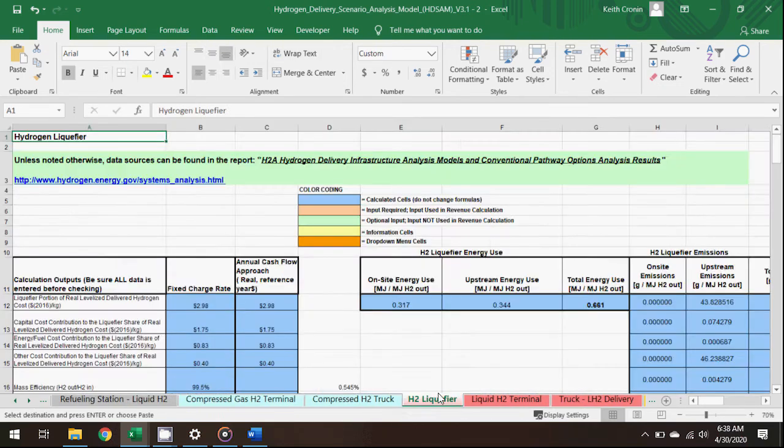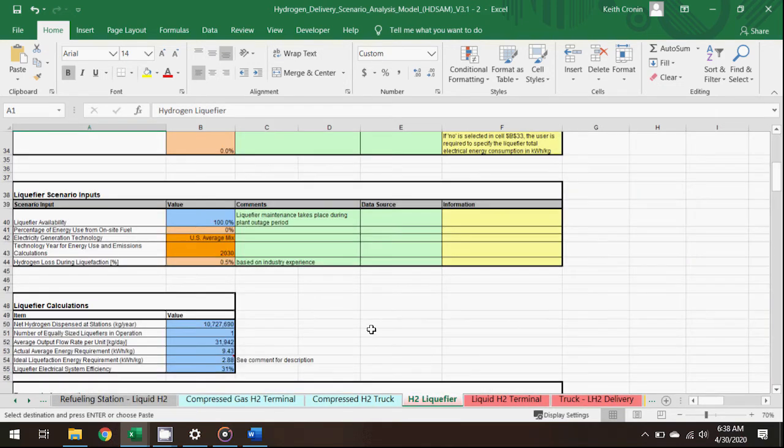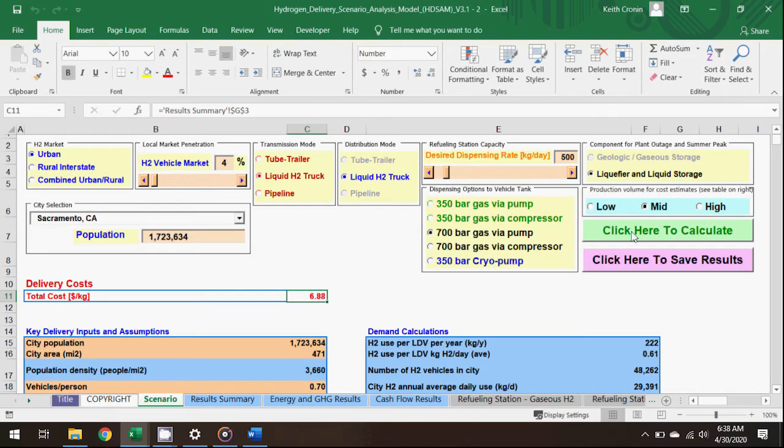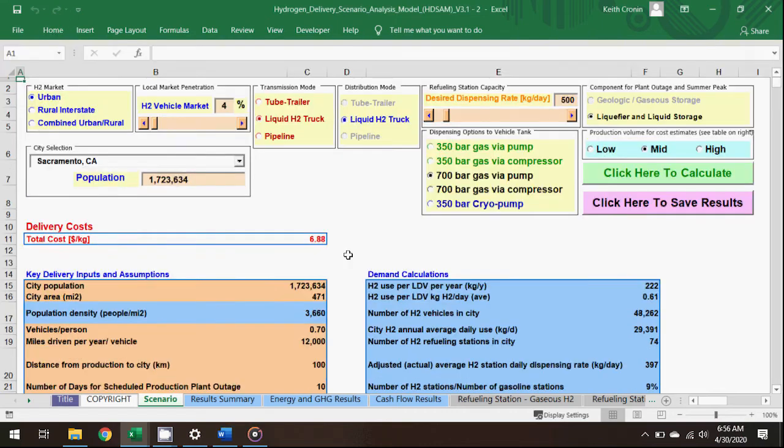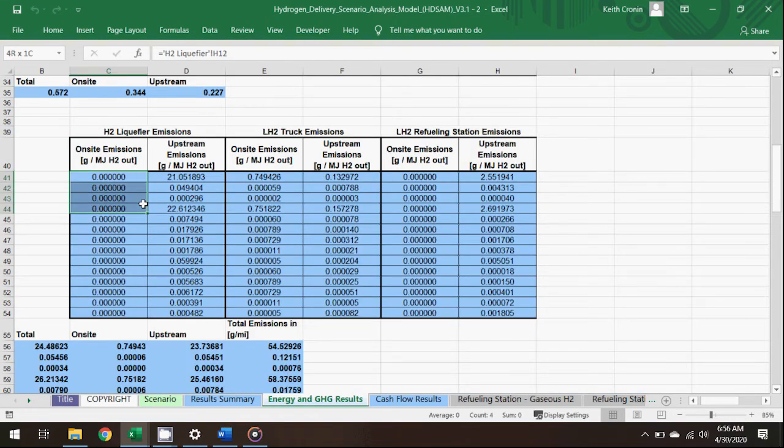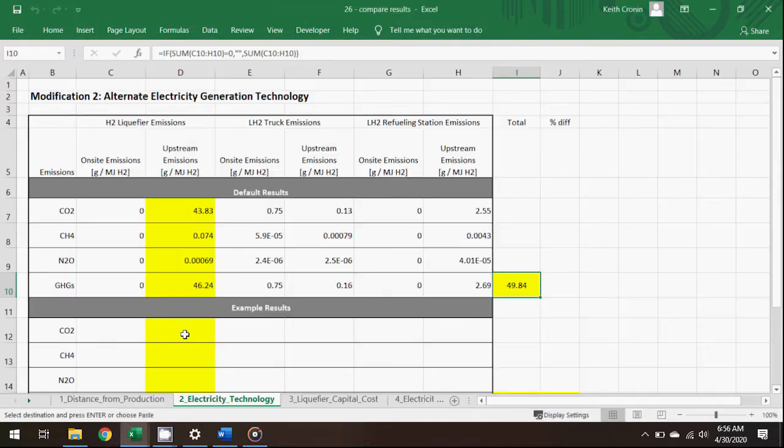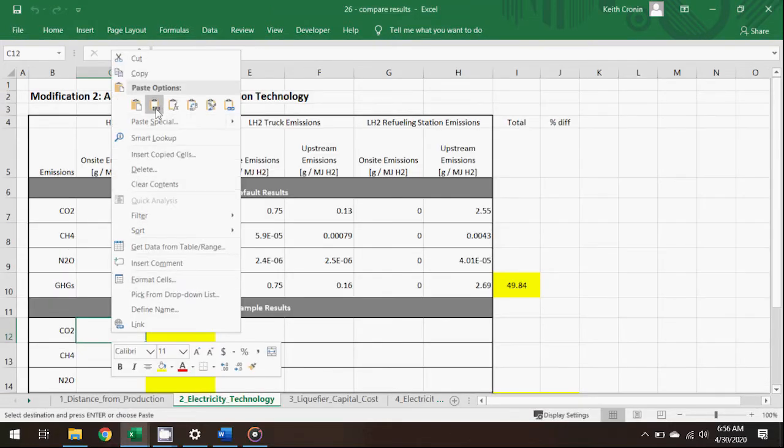On the H2 liquefier worksheet, I'll change the electricity mix, as I indicated, and rerun the model. As a result of changing the electricity mix, total GHGs reduced almost in half to about 26 grams per megajoule, reflecting the lower carbon intensity of electricity generation in California.